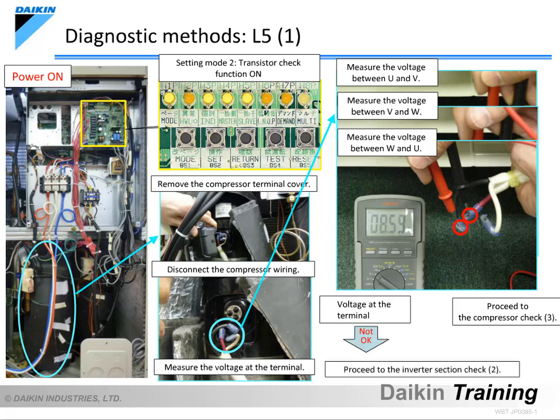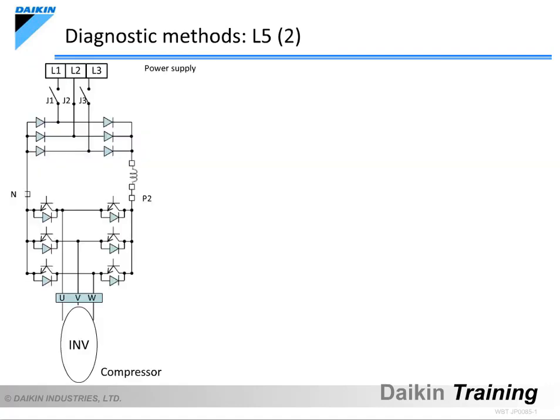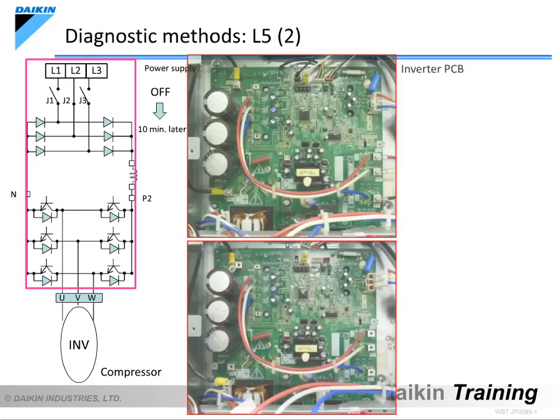When the voltages between the phases differ 5% or more, or when the L5 code is displayed after the transistor check function is set to on, then there is a problem with the inverter PCB, and you must check the inverter section. When there is a problem with the inverter section, conduct a transistor check. Turn the power off, wait for 10 minutes, and disconnect the wiring and connectors connected to the inverter PCB.